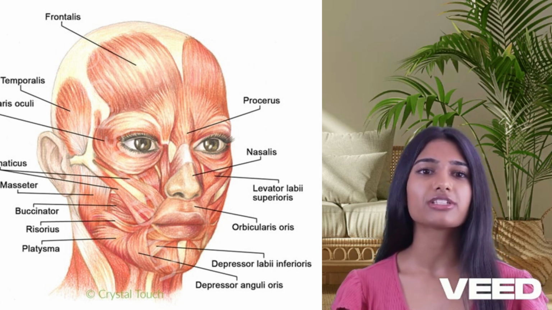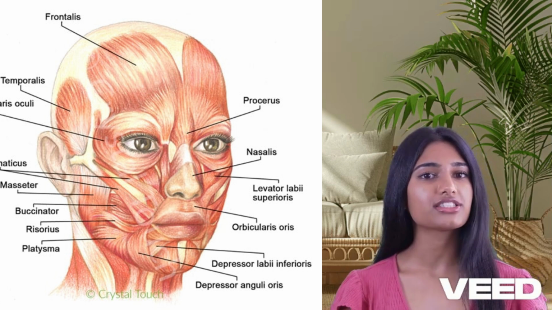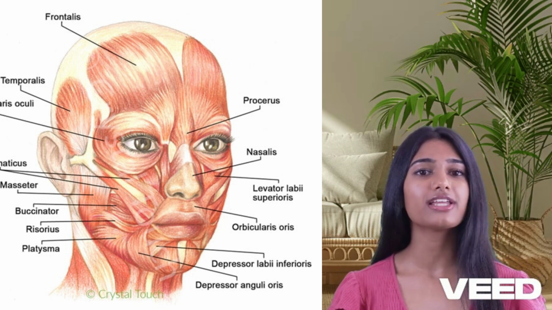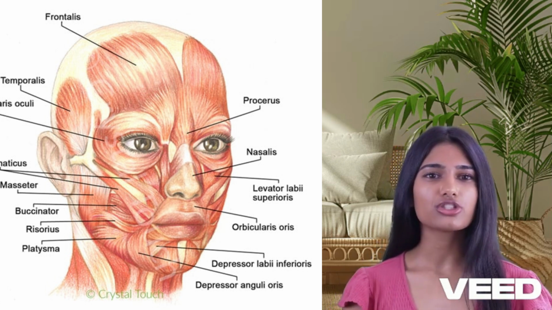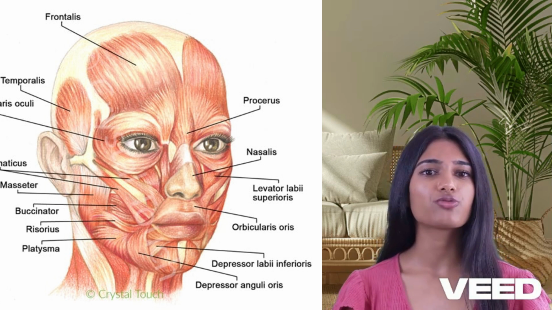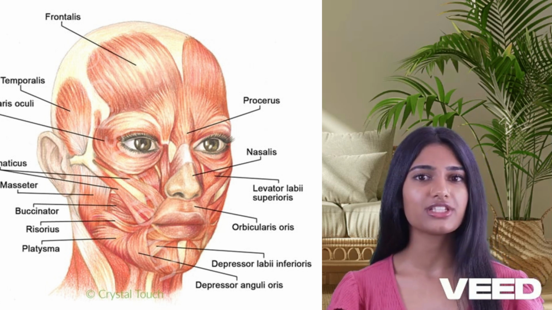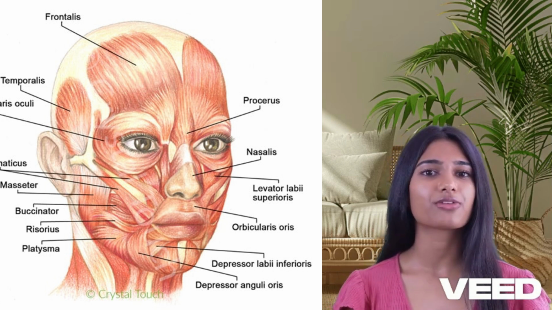The transverse part, also known as compressor nares, arises from the maxilla close to the nasal notch. Its fibers continue superiorly and medially, spreading into a thin aponeurosis across the bridge of the nose, where it is continuous with the muscle of the opposite side. It compresses the nostrils and may completely close them.